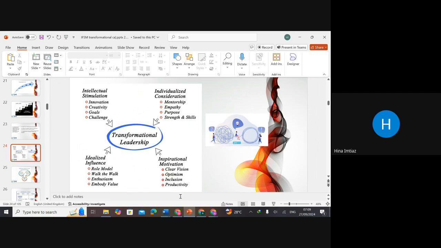A leader must have a clear vision and must have optimism, because if a leader is a pessimist, the team will have zero potential. The team will not be able to perform. So a leader must be optimistic in their point of view, in their role, and in their needs, and inclusive and productive. Productivity and efficiency are very important, so that a leader will reflect such qualities and each and every member of the team will adopt them. So you can get the transformational change in your organization very easily.